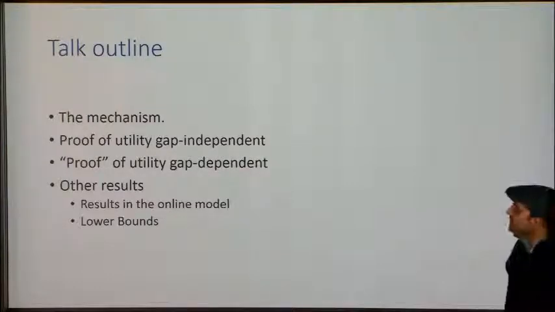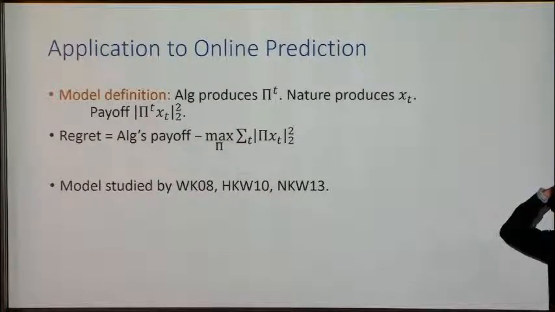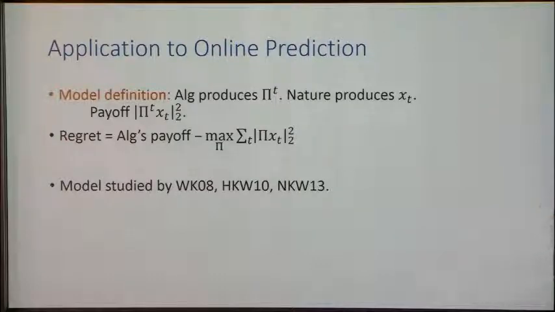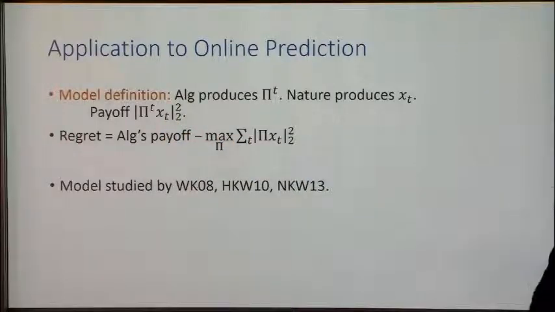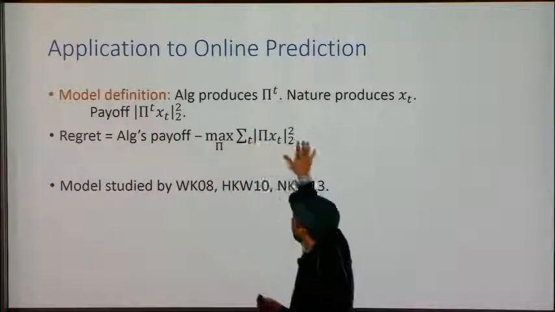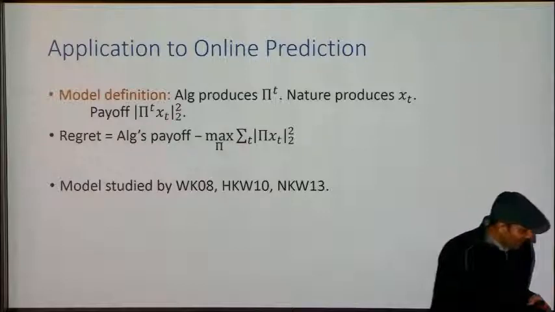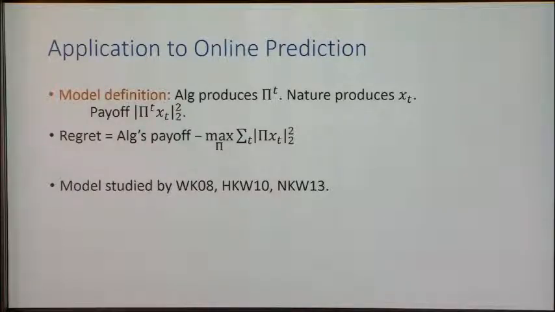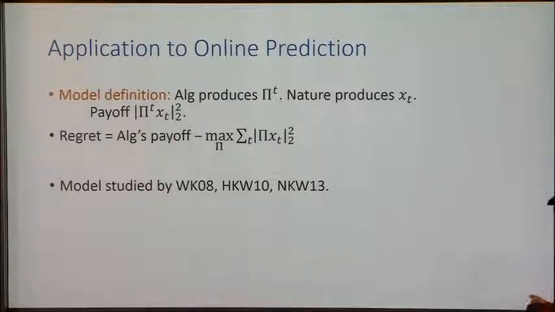Let me spend a little bit of time on some of the other results that we can prove using this simple approach. The first one is an application to online prediction. So consider the following model, similar to the online prediction model that Adam talked about yesterday, where in each time step, the algorithm has to produce a k-dimensional projection. Nature or an adversary produces a vector xt, and you get a payoff, which is how much variance of x you captured. And you measure your regret as what you capture minus what the best k-dimensional subspace could have captured in hindsight. This model was studied by Warmuth and Kuzmin, by Hazan, Kale and Warmuth, and by Nie, Kotlowski, and Warmuth. And they've shown various results in this setting.